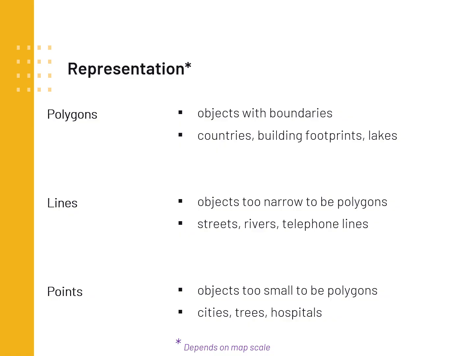How you represent them is really going to be dependent on the map scale. For instance, if you're looking at a map of the world, cities will always be represented as points, never as polygons. Whereas if you're looking at a map of a single city, then individual trees might be represented as points. Buildings could be either points or polygons depending on what level of scale you're showing.